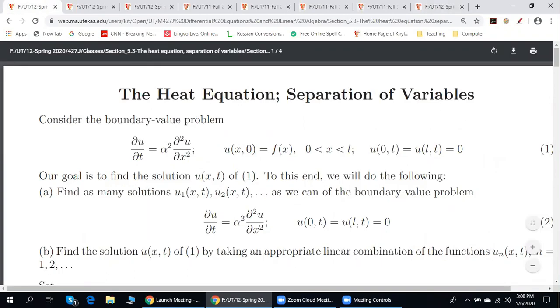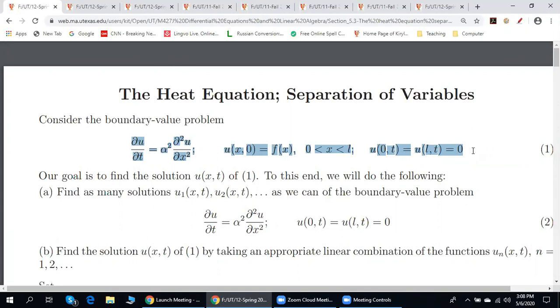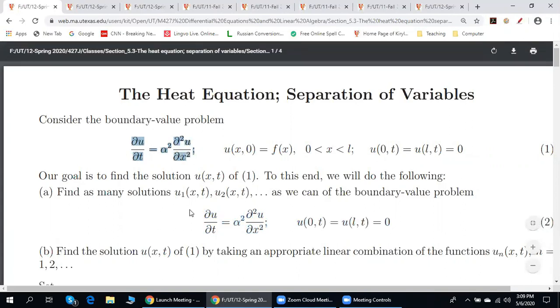We continue our discussion of section 5.3. In section 5.3, we want to find the solution of this boundary value problem. In short, in order to find the solution, first, we skip the middle condition. We consider this new boundary value problem. It's the equation, which is over here, and this, which is over here.